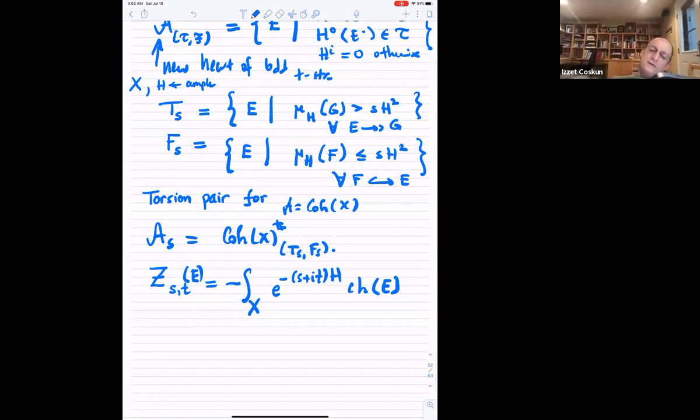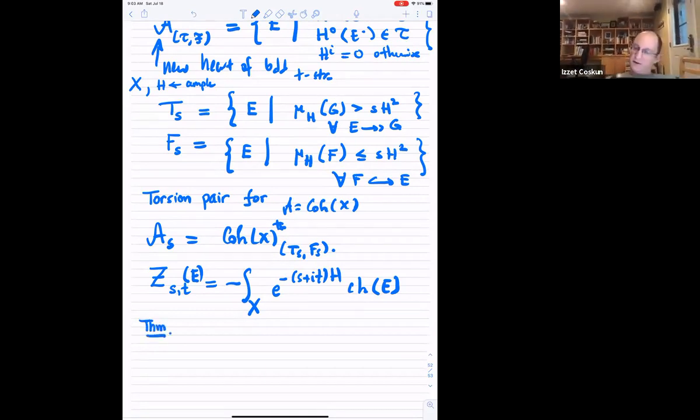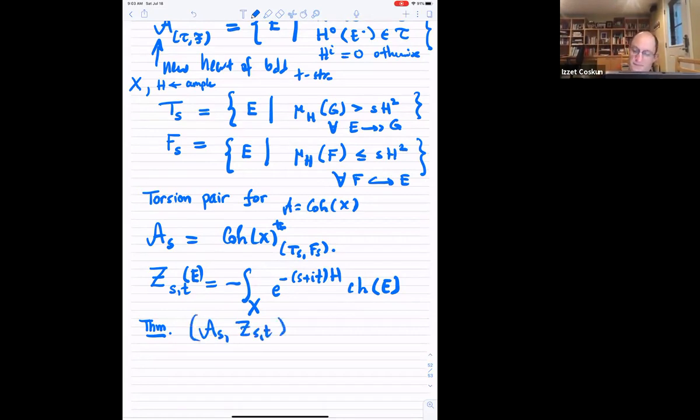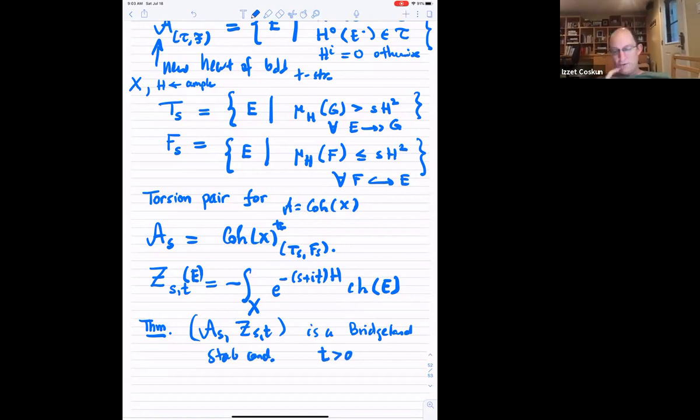And then the theorem here is originally due to Bridgeland for K3 surfaces and extended by Arcara and Bertram, that this pair is a Bridgeland stability condition. And what I do need to say is that this T is a positive real number here. S is an arbitrary real number, but T is a positive real number.